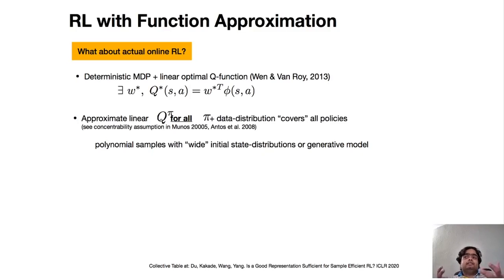So it's really a strong assumption, because you want your data distribution to cover all policies, you want wide initial state distributions, and you want Q pi to be linear, or approximately a linear function, for all pi.